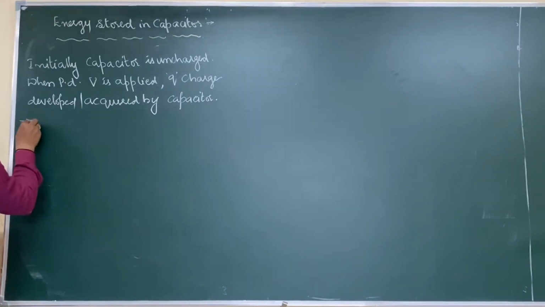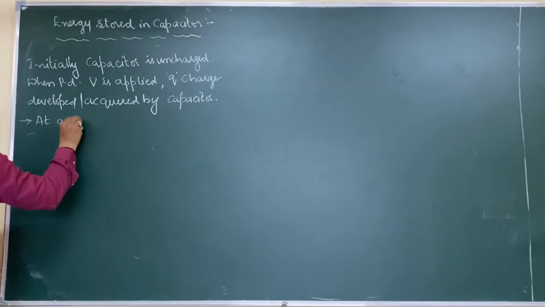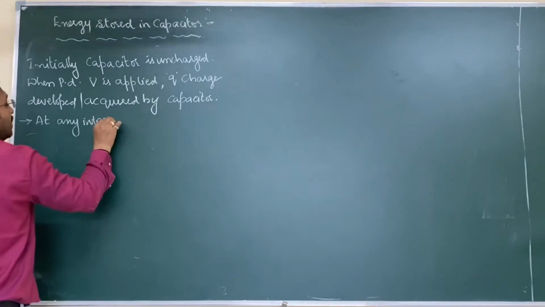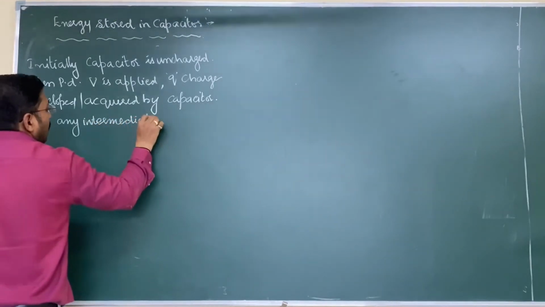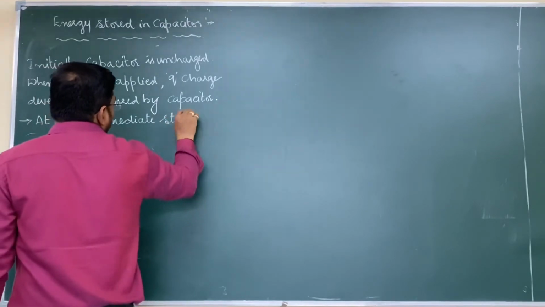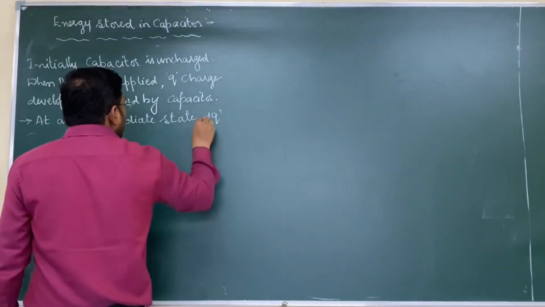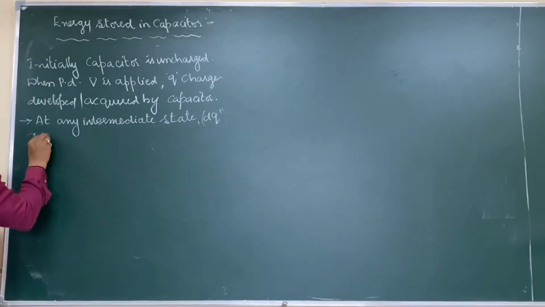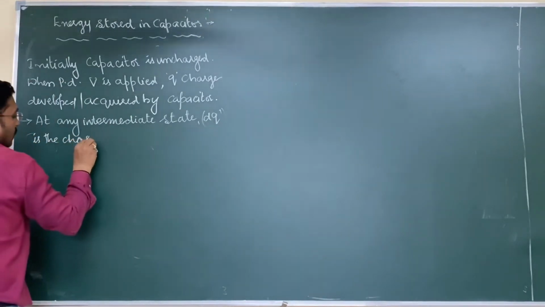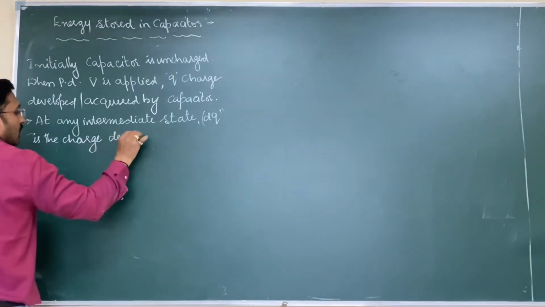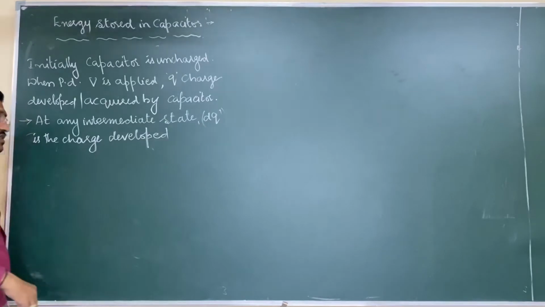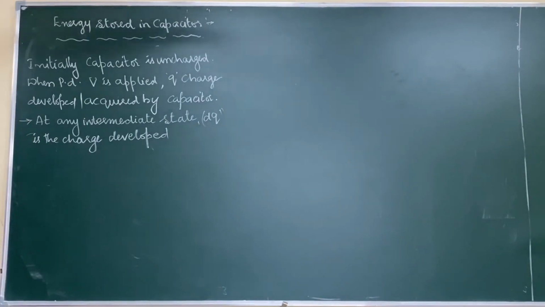Okay, now at any intermediate state, dq dash is the charge developed on the capacitor. Okay, so that you know that we have to move a small charge from the negative to the positive plate.